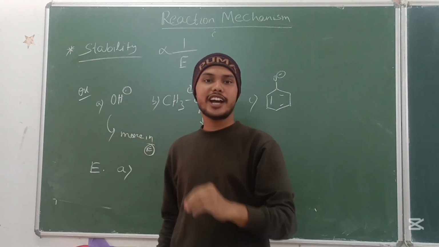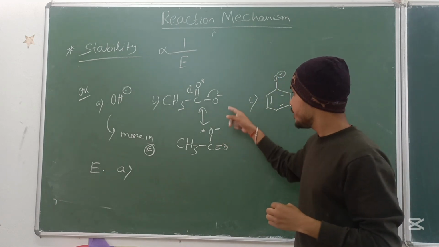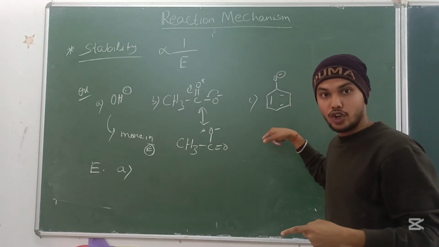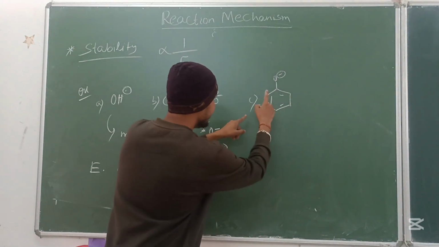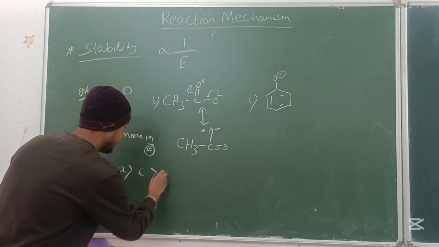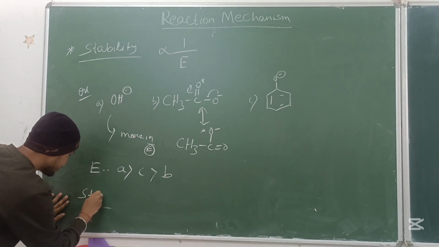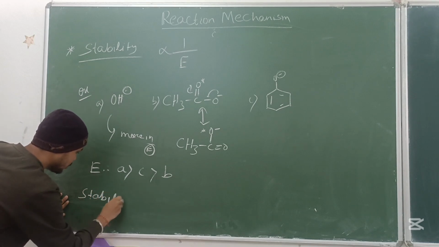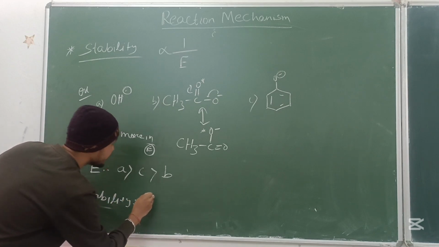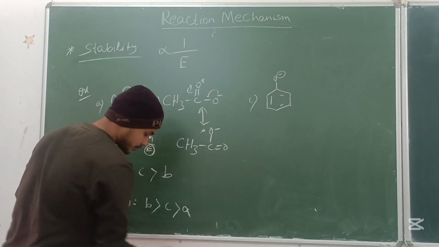Between oxygen and carbon, which is more electronegative in nature? Obviously, oxygen. If negative charge comes on oxygen, then it is more stabilized than on carbon. So obviously, its energy is less. That means the energy of C is more than B. This is the energy order. The stability order is reverse. That means stability: B, then C, then A.